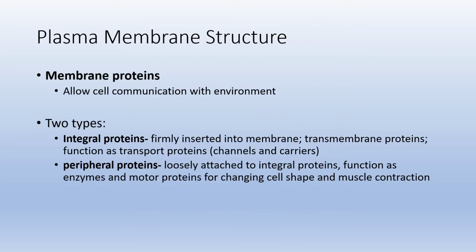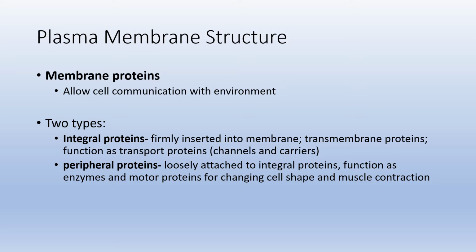Still talking about the plasma membrane structure, as previously said, those proteins allow for the cell to communicate with the surrounding environment. But furthermore, we have two different types of proteins. If you revisit the previous slide, you are able to identify integral proteins as well as peripheral proteins. Those integral proteins you could think are firmly integrated or inserted into the membrane, and they are oftentimes transmembrane proteins, meaning they span the entire width of that phospholipid bilayer.